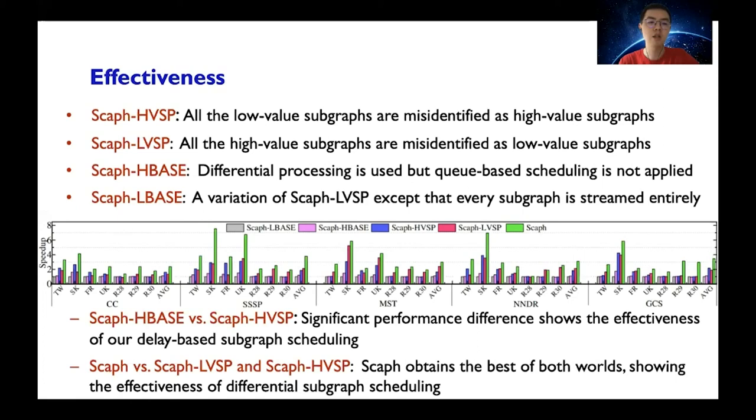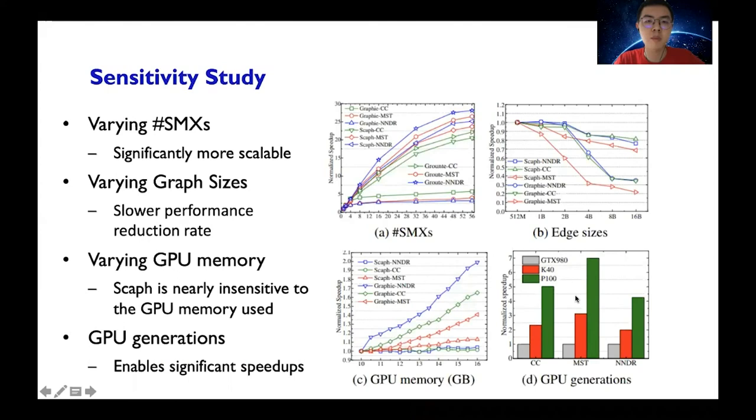We also investigate Scaph's scalability in terms of number of streaming multiprocessors, graph size, memory size, and GPU generations. We select Graphie as reference with a varying number of streaming multiprocessors. We see that Scaph is significantly more scalable than Graphie for all three graph algorithms, since Scaph can utilize the host-GPU bandwidth more effectively, as already motivated earlier.